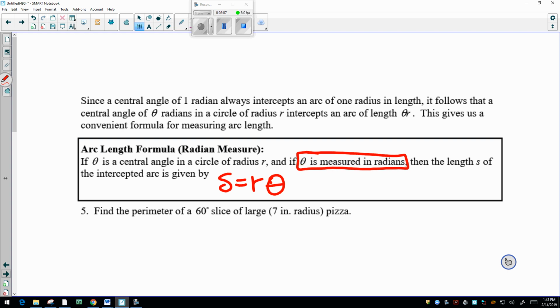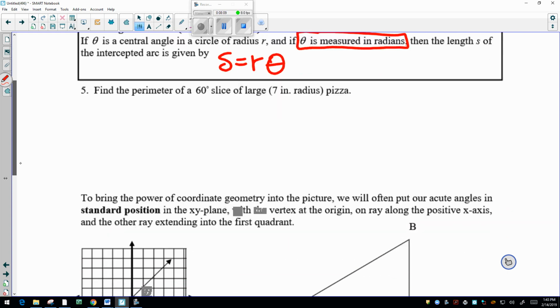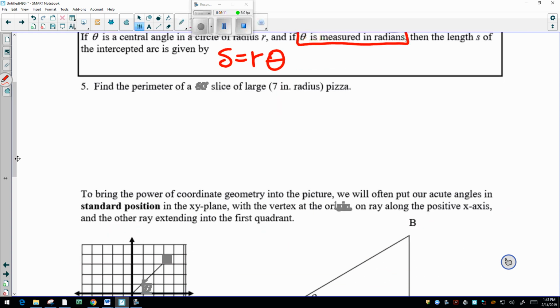So applying this, we're going to find the perimeter of a 60-degree slice of pizza, because I know we always do that. And if I think, here's a piece of pizza, I have 60 degrees, and it is a 7-inch radius. So if I'm finding the perimeter, then what I need to also find is our arc length, which is right here. That's where your crust is.